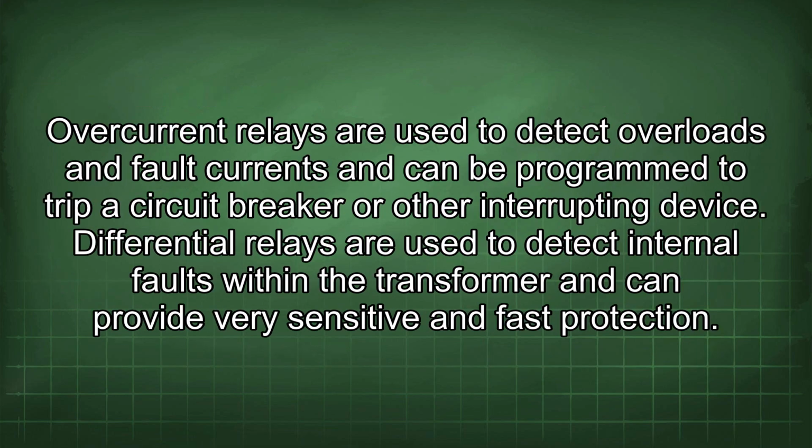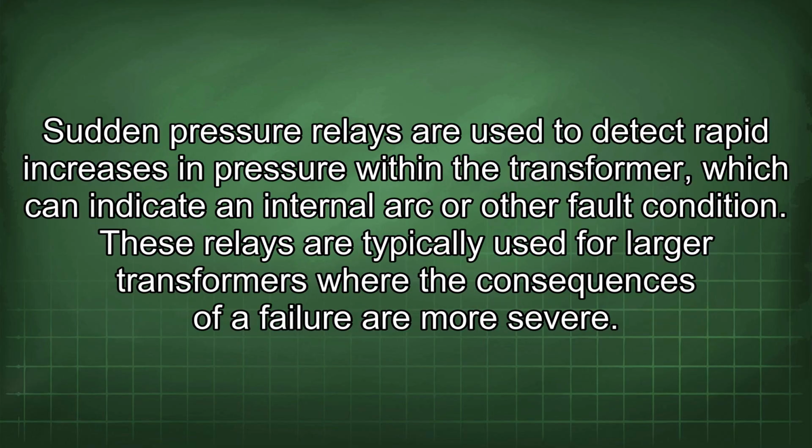Overcurrent relays are used to detect overloads and fault currents and can be programmed to trip a circuit breaker or other interrupting device. Differential relays are used to detect internal faults within the transformer and can provide very sensitive and fast protection. Sudden pressure relays are used to detect rapid increases in pressure within the transformer, which can indicate an internal arc or other fault condition. These relays are typically used for larger transformers where the consequences of a failure are more severe.